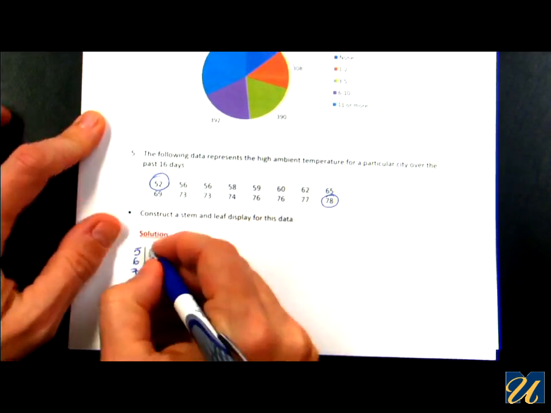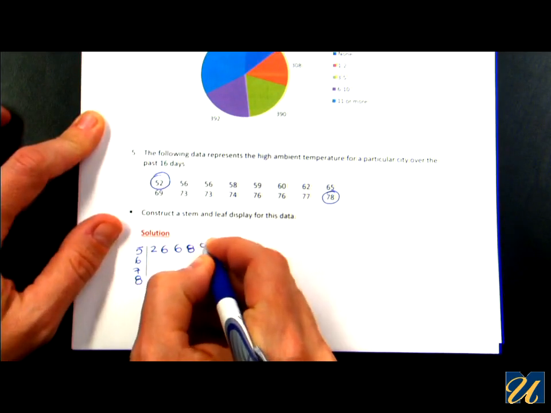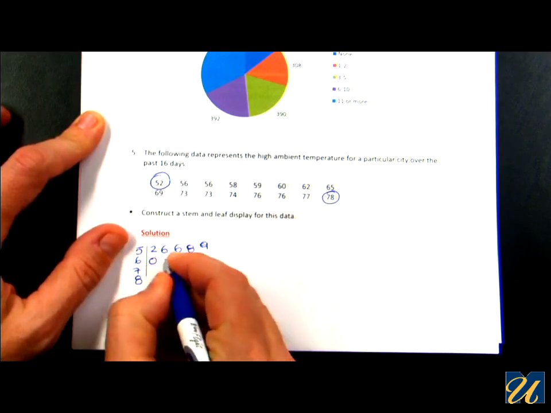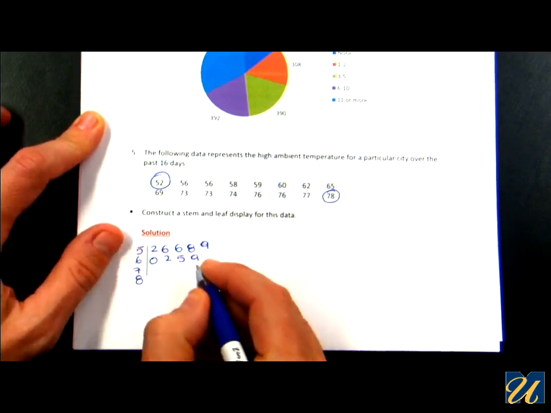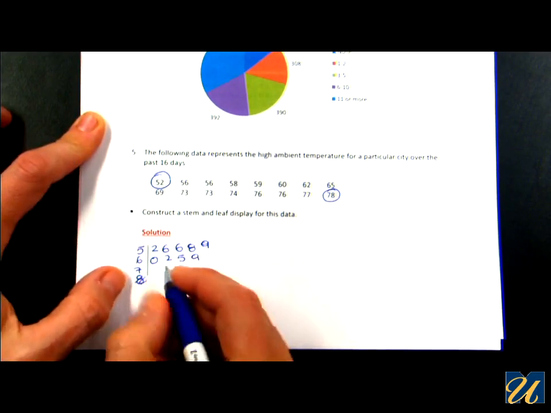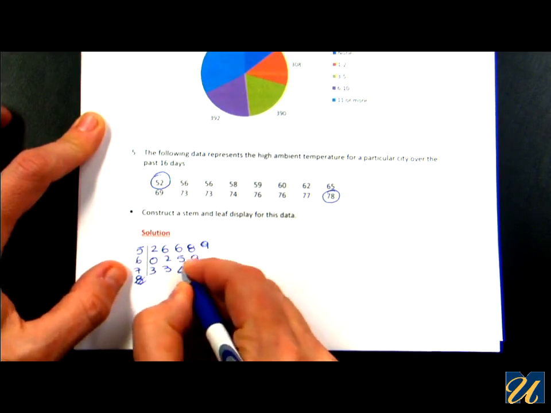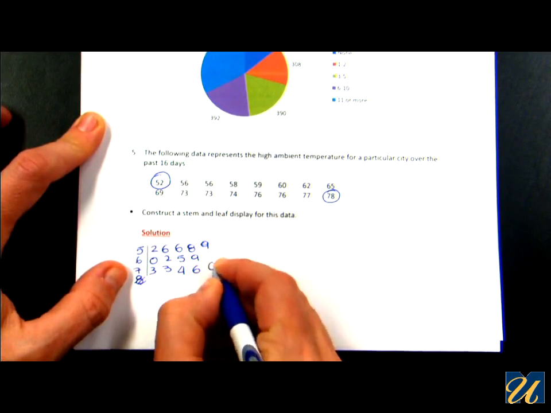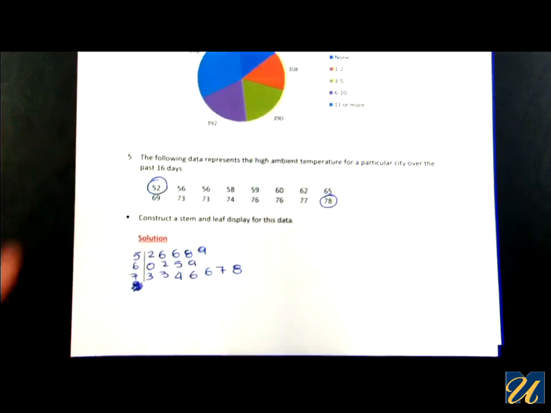So we have 52, 56, 56, 58, 59, 60, 62, 65, 69, 73, 73, 74, 76, 76, 77, and 78.